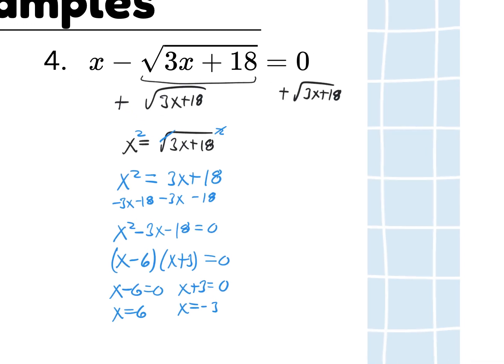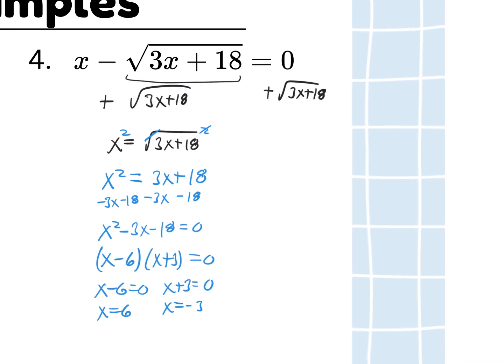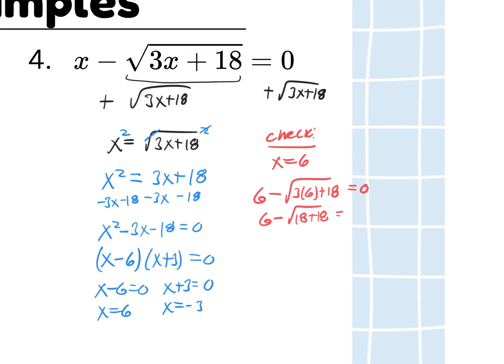Now we get these answers. Mathematically, they make sense, but we do need to check to make sure that they're not extraneous. So I'm going to start with x equals 6. So plugging in x equals 6, we get 6 minus the square root of 3 times 6 plus 18 equals 0. So we get 6 minus the square root of 18 plus 18 equals 0.